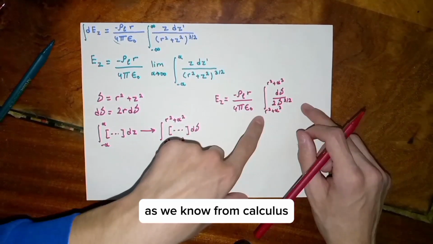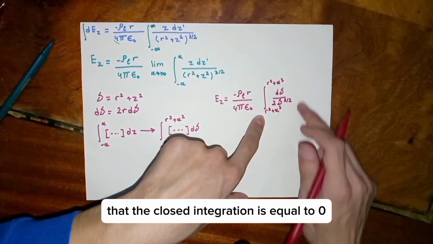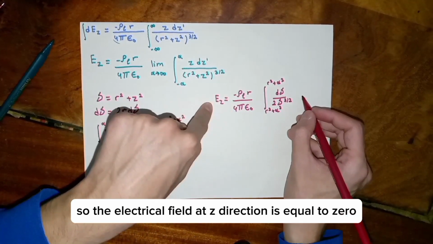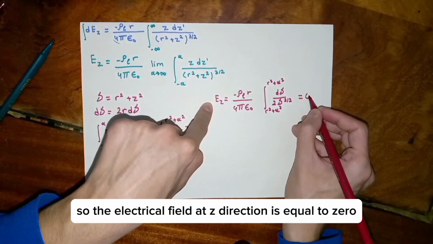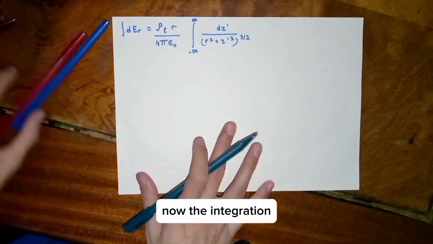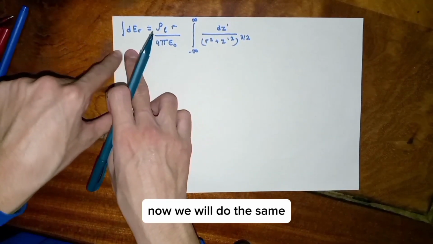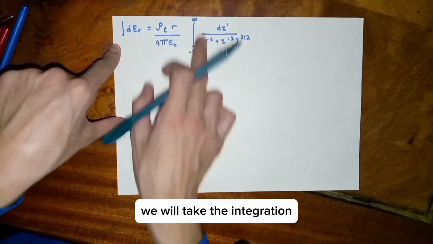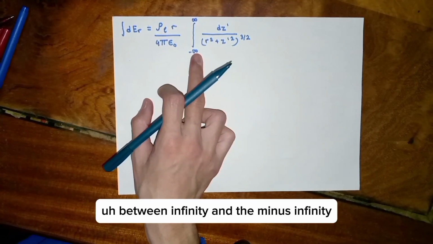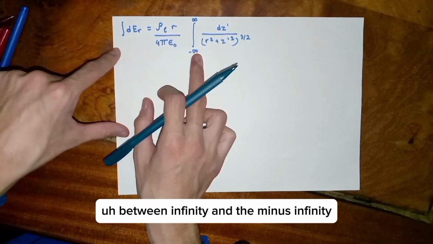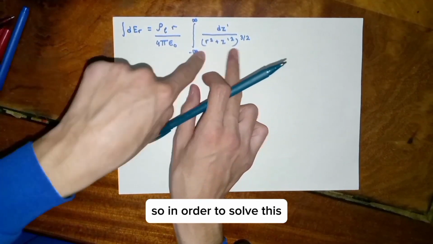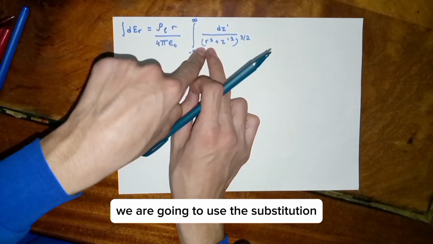And we know from calculus that the closed integration is equal to 0. So the electrical field in the z direction is equal to 0. Now we will do the same procedure we did before. We will take the integration between infinity and minus infinity. In order to solve this, we are going to use the substitution.